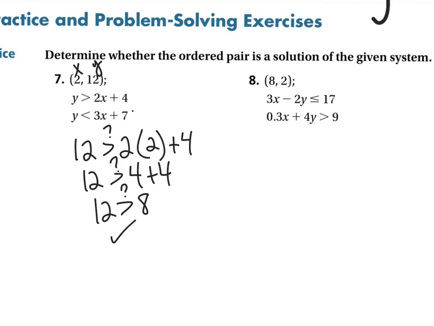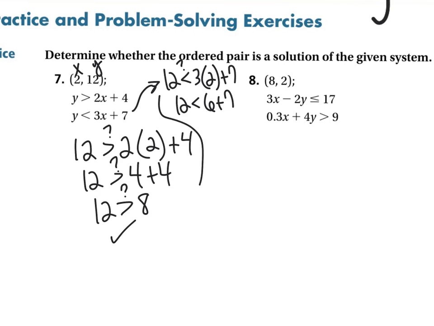Then we need to check it for our other inequality. So we put a 12 in for y. We put a 2 in for x. We've got 6 plus 7, which is 13. So is 12 less than 13? And it is. So that point worked for both inequalities. And so that would be a solution of that system of inequalities.